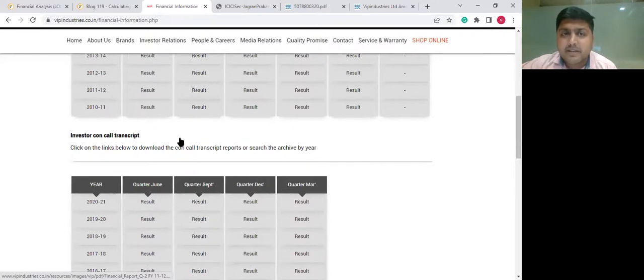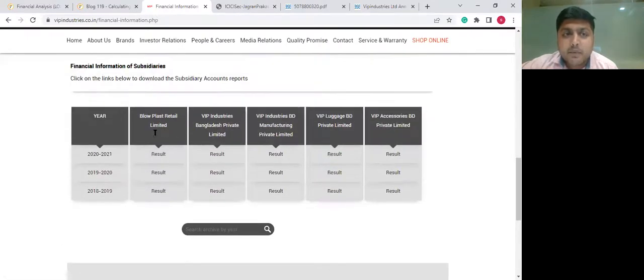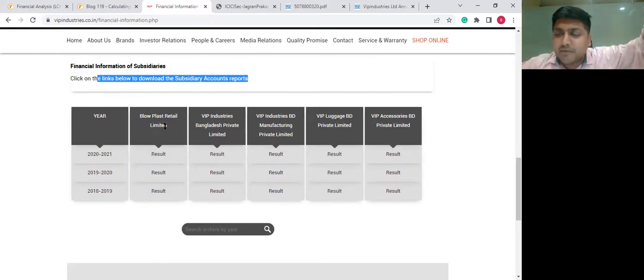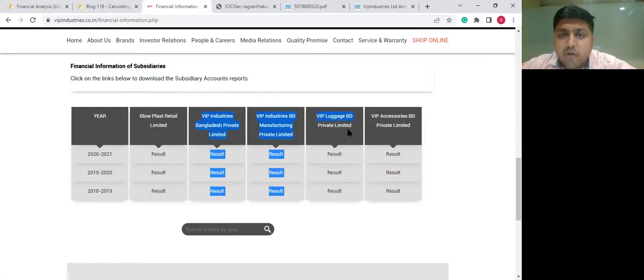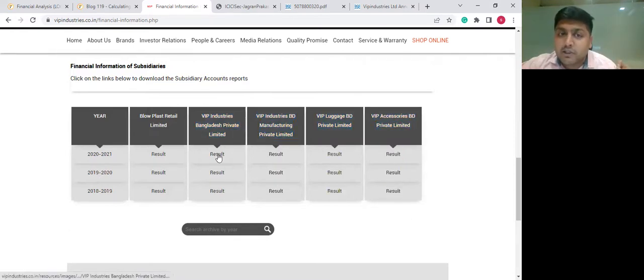So this is VIP Industries website. So when you see here, you will see Blowplast Limited. These are the list of subsidiary accounts. Now Blowplast Limited, we know for sure that it is not generating any revenue. We discussed this from the AOC form. So what we are going to do is we are going to take a look at all the 4 Bangladesh subsidiaries and try to find out whom do they sell that particular product and how much, right?